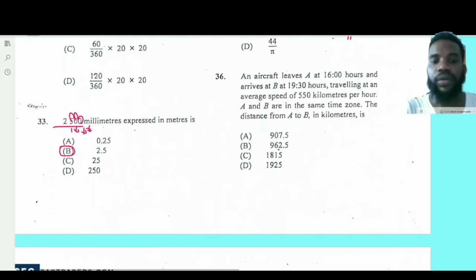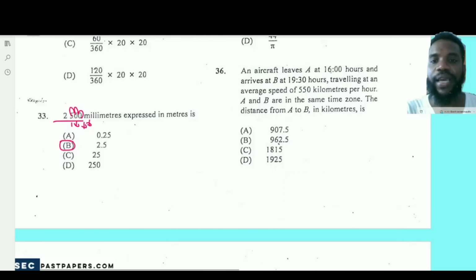Question 36. An aircraft leaves A at 1600 hours, arrives at B at 1930 hours, traveling at an average speed of 550 kilometers per hour. A and B are in the same time zone. The distance from A to B is equal to... First of all, distance D is equal to speed S times time. Now let's see how long this took. 16 to 19 is 3 hours, plus 1.5, so it's 3.5 hours. 30 minutes is half an hour. So it's 3.5 multiplied by the speed, which is 550.